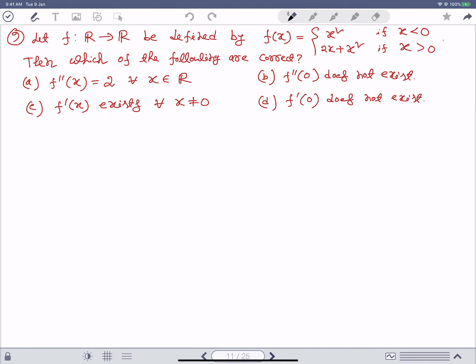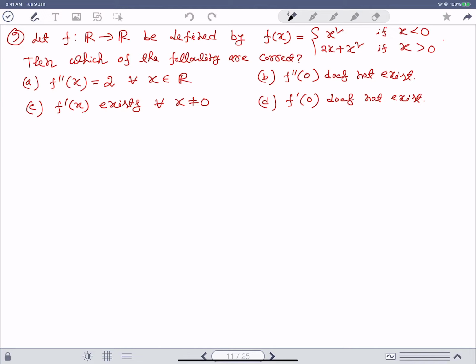Okay. So, again we have this kind of problem. Some problems will be very conceptual and some problems will be very trivial. So, again this is one of the trivial kind of problems. You have this function: f(x) equal to x square when x is less than 0, and 2x plus x square if x is bigger than 0. Now, you have these options: f double dash 0 does not exist, f dash 0 does not exist, and f dash x exists for all x not equal to 0.